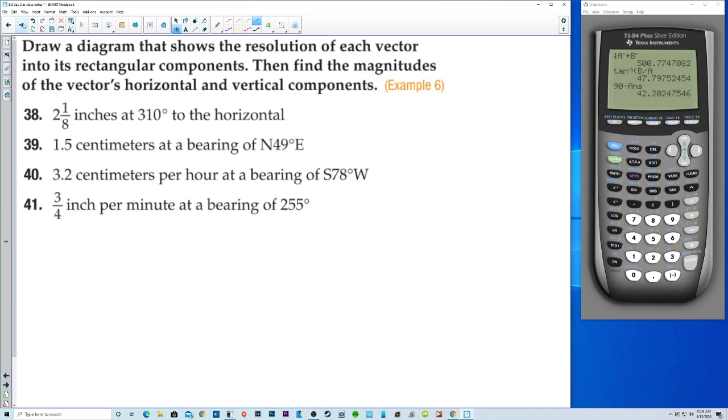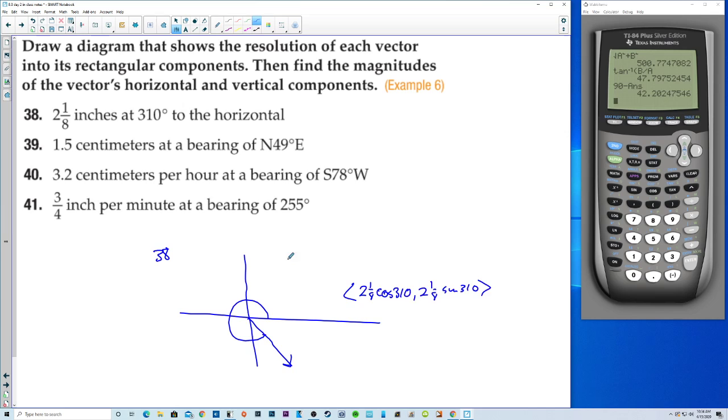We're not going to do all of these. Draw a diagram that shows the resolution of each vector into its rectangular components. Then find the magnitudes of the horizontal and vertical components. We might skip a little bit of that. This is number 38, and 310 degrees to the horizontal, so we've got to go 310 degrees. There's 270. Another 30 is 300. I don't know, 310, about right there. And then to find the components, it's 2 1/8 inch cosine of 310 and 2 1/8 sine of 310 if you want to find the component form of that.